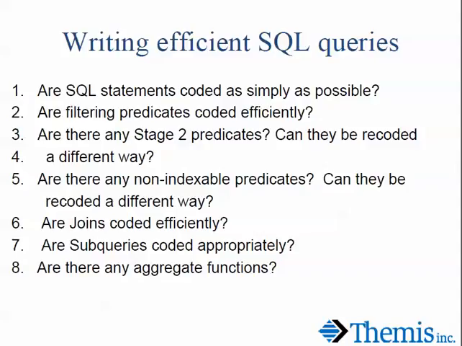Are subqueries coded appropriately? When it comes to subqueries, we have what's called correlated and non-correlated. You can take any correlated subquery and write it as a non-correlated. You can take any non-correlated and write it as a correlated. You can go back and forth, and developers should try both of those ways.